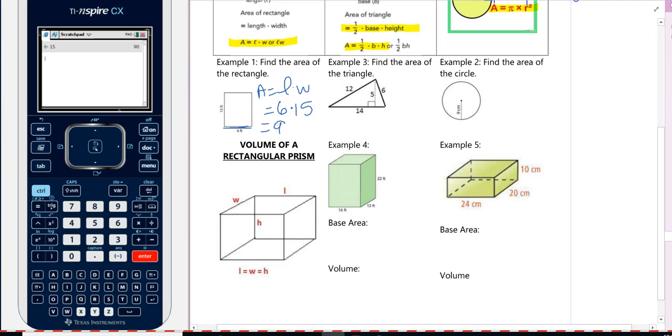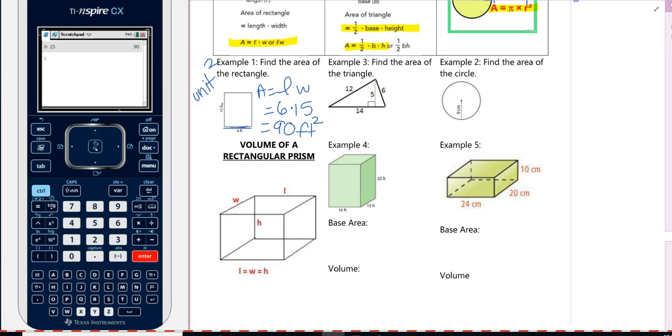Just want to show you 6 times 15 is going to give us 90. Another thing to keep in mind is when we are dealing with area, area has units squared. So since our units are in feet, our units here in our answer are going to be feet squared. So make sure when you are dealing with area, all your units are squared.